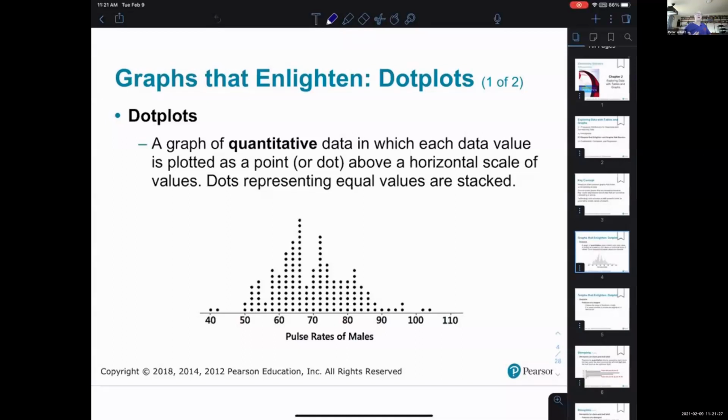So that's a benefit to a dot plot. A benefit to a dot plot is that you're actually looking at every single data value in the set of data. Individual values can be determined. You can see exactly how many values of 70 were recorded by counting up in the stack. And so that's a benefit of this.